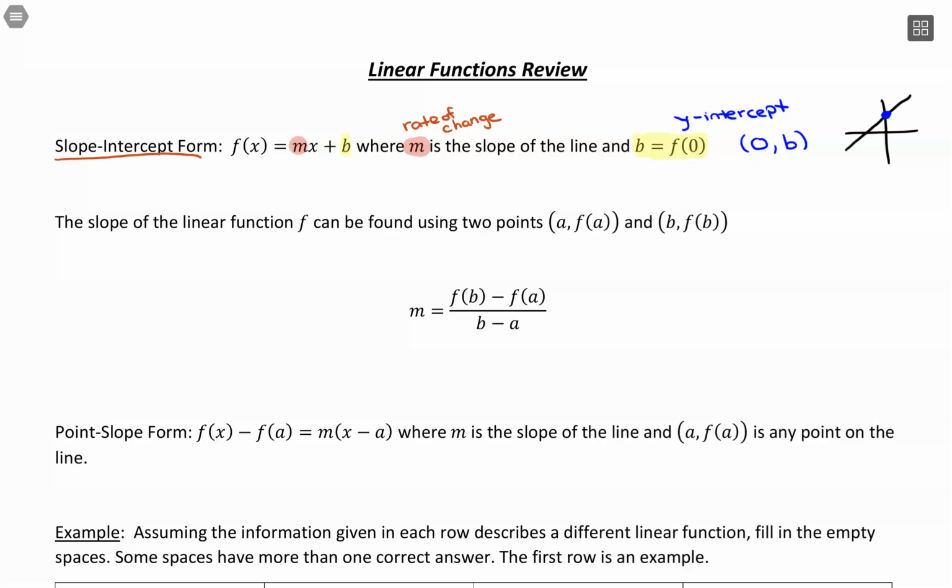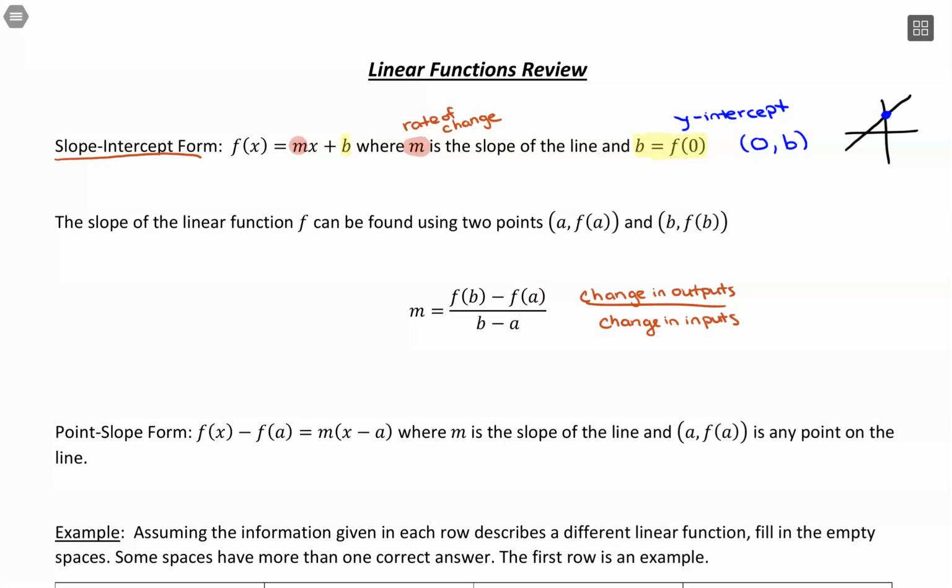What we want to do is, in the numerator of slope, look at the change in y, the change in outputs, over the change in inputs. So this is how we see it in our function notation. We have the output of b minus output of a, and then we put that over the difference between those input values, b minus a.